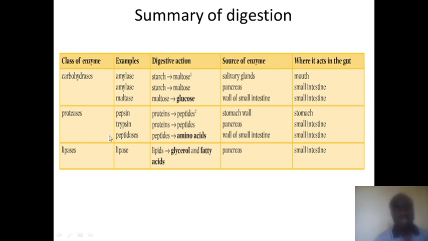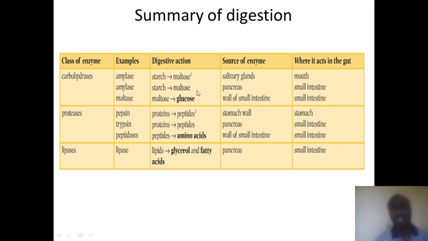So the chemical digestion of starch starts in the mouth by the action of amylase enzyme, which is produced by the salivary gland. So amylase breaks down starch to maltose. Then this maltose moves to the stomach, and in the stomach no action happens on it until it reaches the small intestine, where maltase enzyme will break the maltose to glucose, and then the glucose can be absorbed.